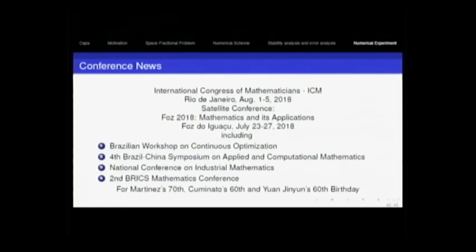So next year we have a satellite conference in Foz do Iguaçu, the waterfall city. Okay. In fact, 4 conferences. One is the Brazilian workshop on continuum optimization. This is for Martini's 60th birthday. Okay. And also for me, because he said if he is alone, he will not do anything. He needs someone to join with him. So then I make some sacrifice. And because I'm first 61, not 60 anymore, okay, at the time.